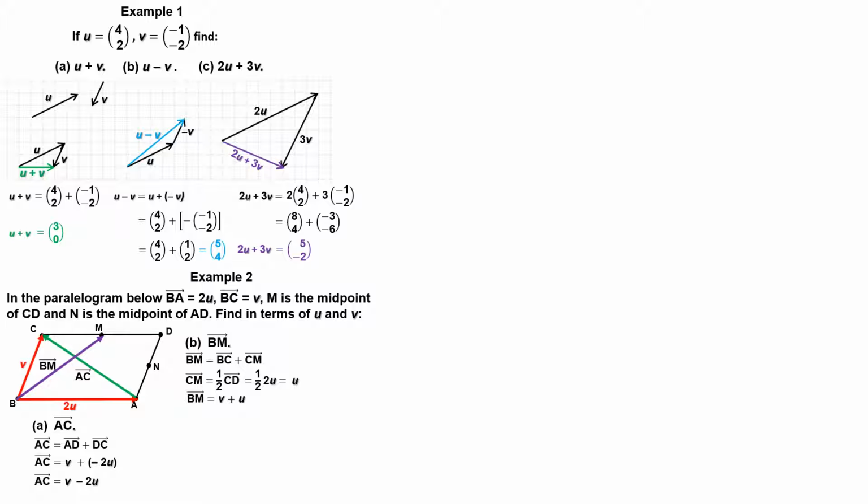Find, in terms of vector u and vector v, the vector MN. We want a vector that starts at M and ends at N. MN is MD plus DN. MD is a half CD. DN is a half DA.